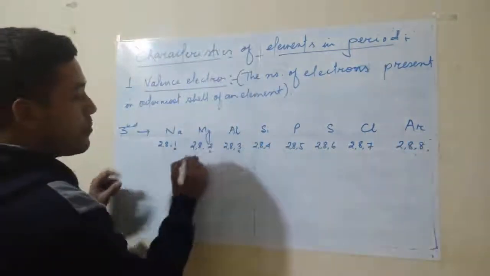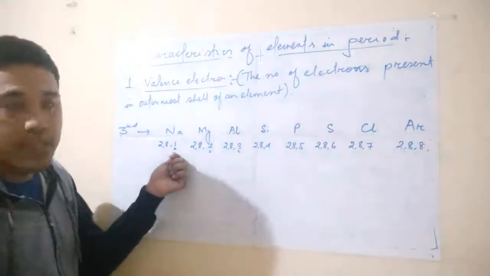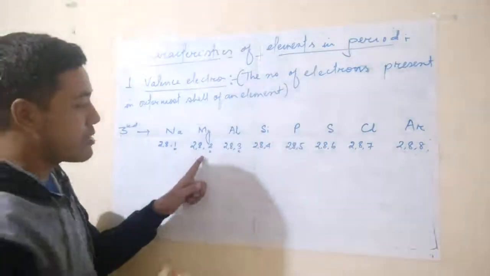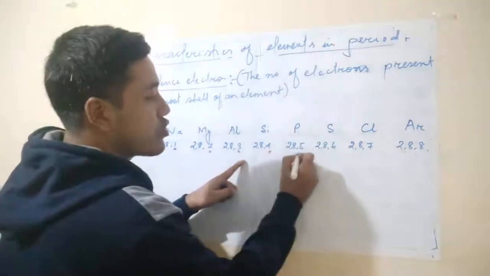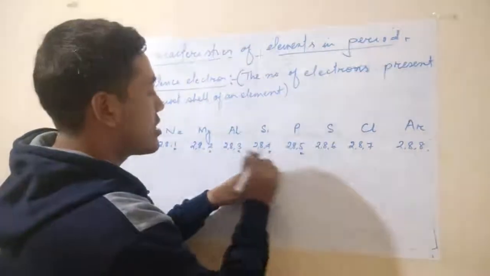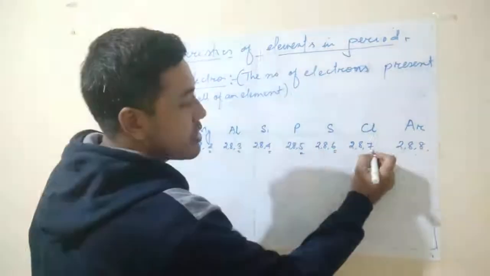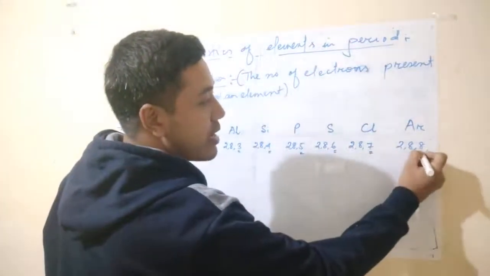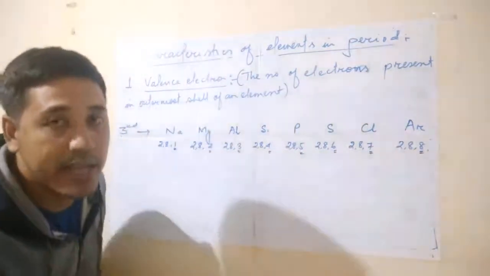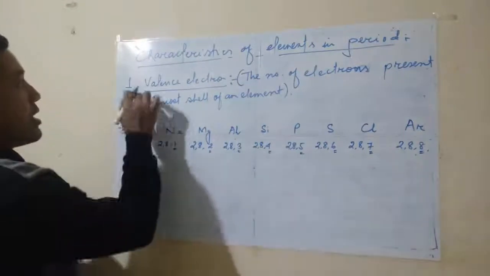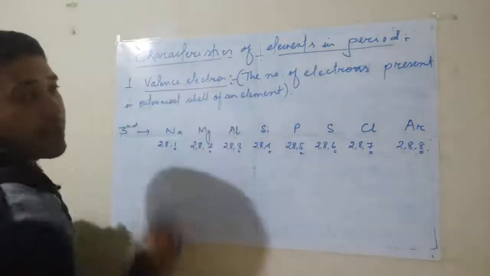Now look here. In sodium, the valence electron is 1. Magnesium 2. Aluminium 3. Silicon 4. Phosphorus 5. Sulfur 6. Chlorine 7. And argon 8. Right. That means, now look here, in the valence electron, what will happen?